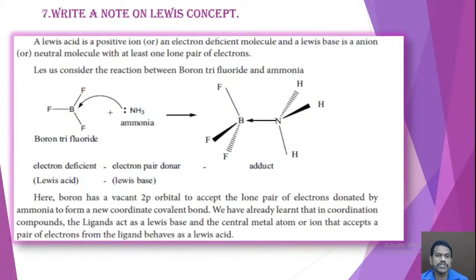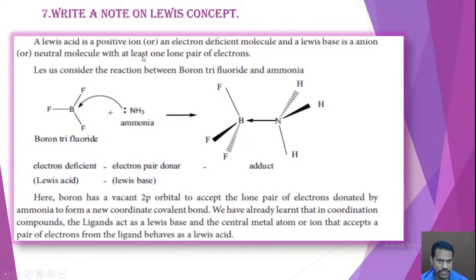Okay, now the Lewis concept we will see. A Lewis acid is a positive ion or an electron deficient molecule, you can call it a Lewis acid. A Lewis base may be an anion or neutral molecule with at least one lone pair of electrons. Here in this equation, two reactants we are using. One is a Lewis base, another one is a Lewis acid. Here the substance does not release or donate any H+, but we can still say acid and base.